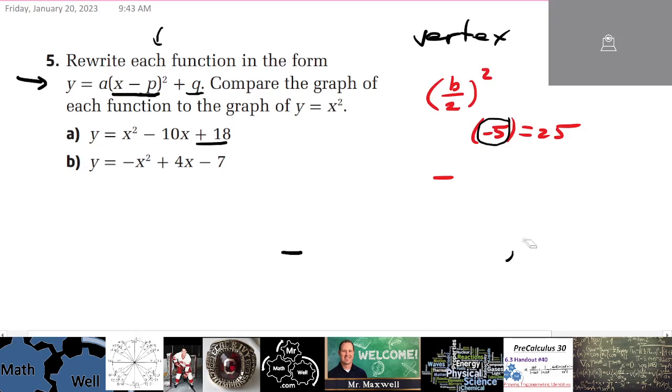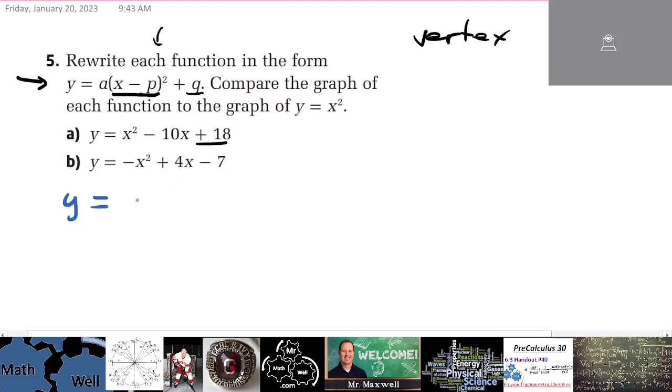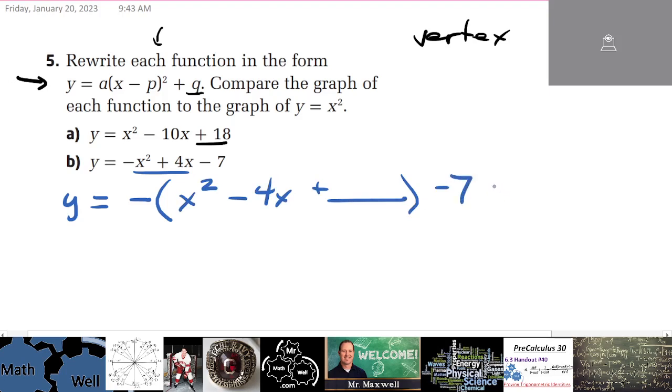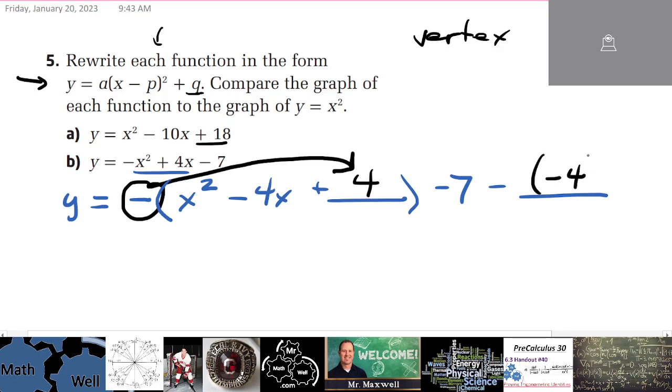So I'll erase this work so far. And yeah, B would be that same sort of thing. So you have y equals, you want to factor a -1 out of these first two terms to leave you with positive x squared minus 4x. So you want to do everything else the exact same, except that when you place a number here, which is half of 4 is 2, squared is 4, you're going to place a 4 there. What you've actually added to this side is a -1 times 4. So what you've actually done is you've added a -4, so you just subtract that -4.